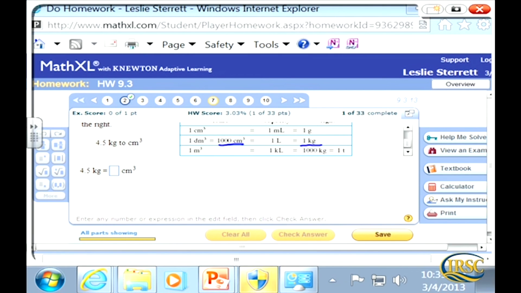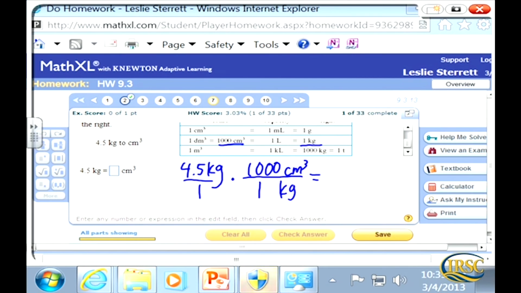Okay, so there's going to be lots of different ways you can do this, especially with the metric system. You could have gone from cubic centimeters to grams and then convert grams to kilograms, but there is a direct comparison, so we might as well use that direct comparison. So starting out with 4.5 kilograms over 1, that means that kilograms has to go on the bottom, cubic centimeters up top. So that gives us 1,000 over 1.